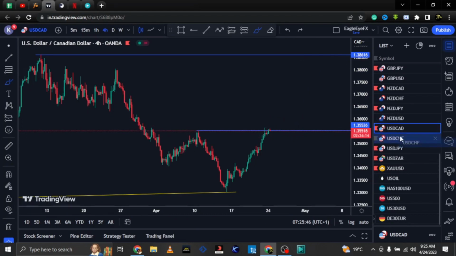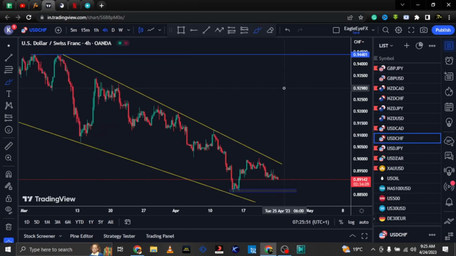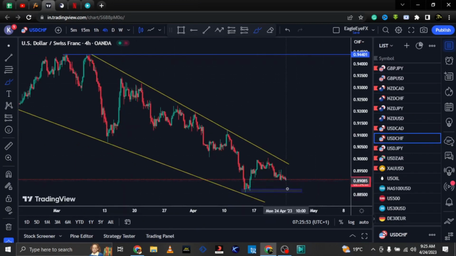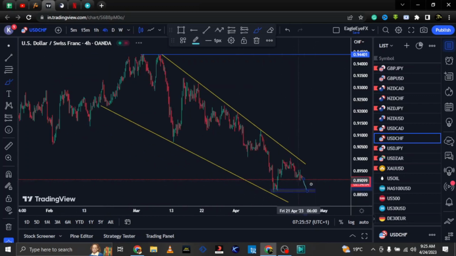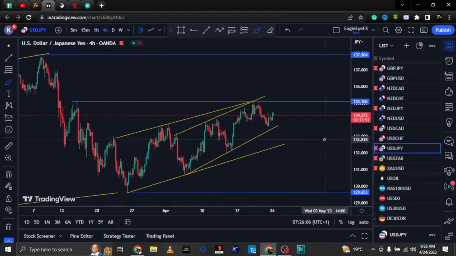The same case with USDCHF. Let's look at USDCHF. You can see we are on a descending structure, so it will come all the way to this level, give us our double bottom over there, then maybe break out and move to the upside.